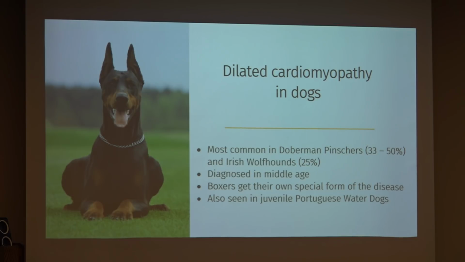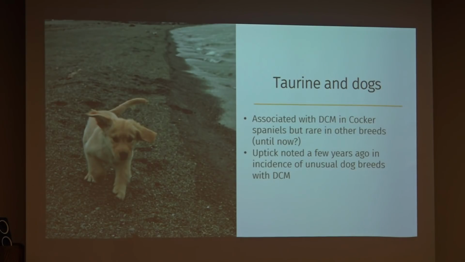People thought, okay, well, bummer. You know, we can cure cats of the disease. We can't cure dogs, and we're back to square one. You know, these dogs get dilated cardiomyopathy. It's probably inherited, etc. So that was the taurine story for a really, really long time.